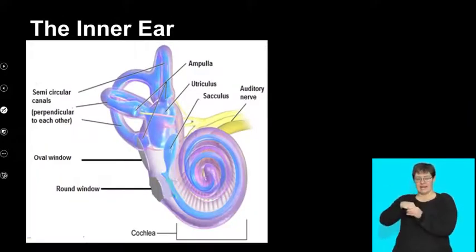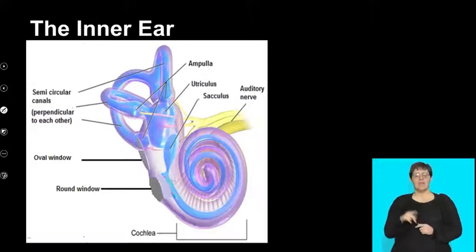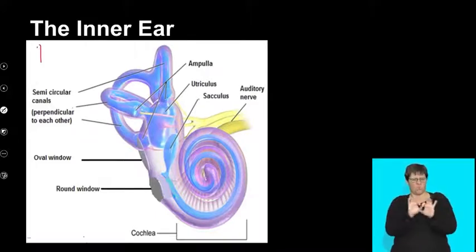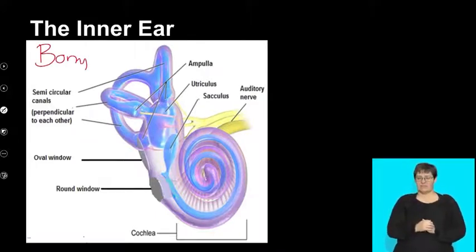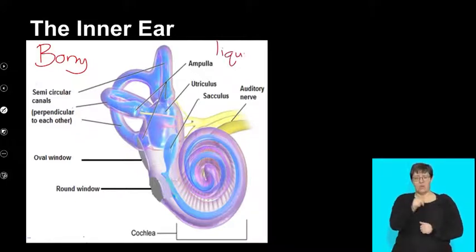Now we get to the inner ear. Now the inner ear is a bony structure, right? And it's filled with liquid. There's liquid in it. You don't need to know the liquid's name anymore. That was the old times. Now we just look at that. We have to know that there's liquid in it.